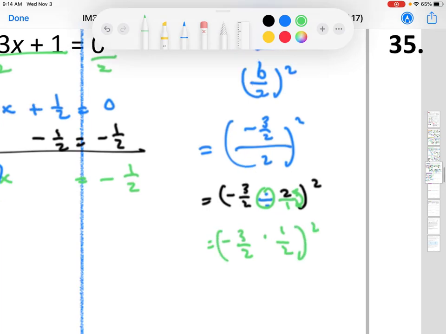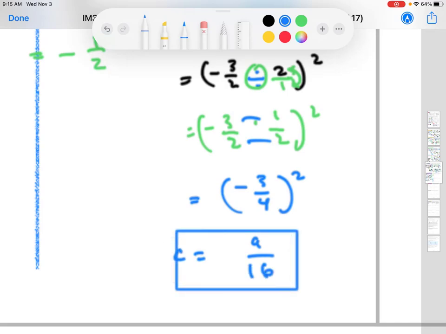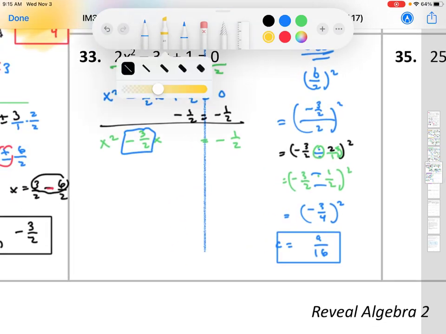And whatever our answer is, we're going to square it. So for multiplying fractions, we're just going to multiply across. So you're going to get negative 3 fourths squared. And negative times negative is a positive, so then 3 squared is 9 over 16. Alright, a little bit more work for us, but it's okay. We've completed the square, and now I'm going to add 9/16 to both sides. With a pen, not a highlighter.